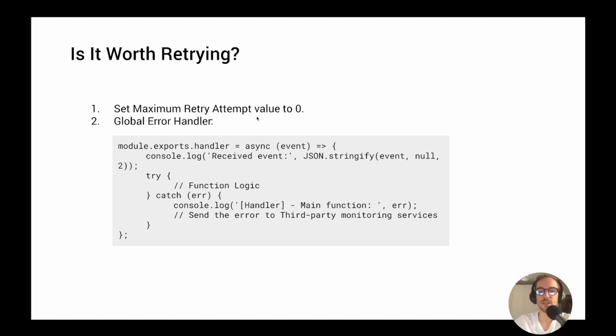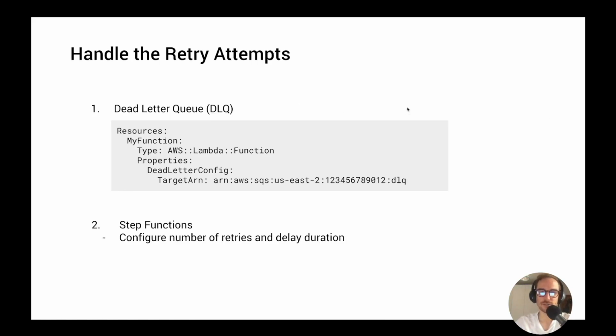basically saying to the Lambda function, do not execute any retry attempt. And also you can add a global error handler on the function. So the first thing you're gonna code inside the Lambda function is a global try and catch block. And if the function goes into the global catch block, you're gonna send the error to, I don't know, a third-party monitoring service, or you're just gonna log the global error so you know that the error happened. But in some cases, it's not worth retrying because there is no way the function is gonna work. So if you want to avoid the Lambda function retrying, the only way is to set the maximum retry attempts to 0. The most common case though is to handle the retry attempts.